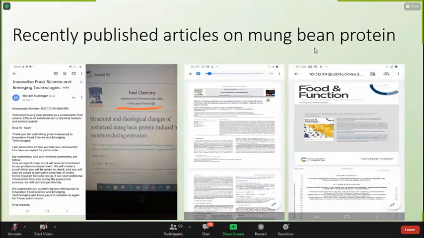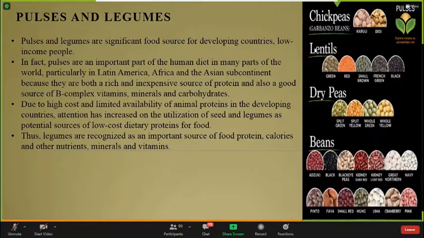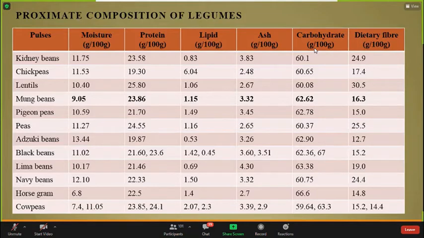This presentation is derived from papers I published recently in Food and Function, Food Research International, Food Chemistry, and also one recently accepted in Innovative Food Science and Emerging Technology regarding protein. We are basically focusing on pulses and legumes, which are rich in protein. If you look at the consumption of legumes, a lot of people have been working on kidney bean, chickpea, lentil, and so on. But among these, mung bean is one of the best sources of protein.